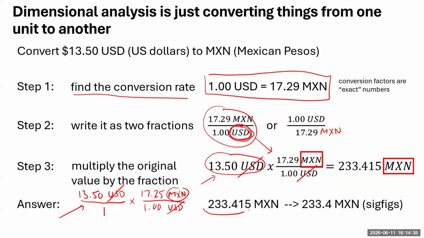I think they gave us 6 significant figures, but since here we have 4 sigfigs, we have to have 4 sigfigs here at the end. All right.